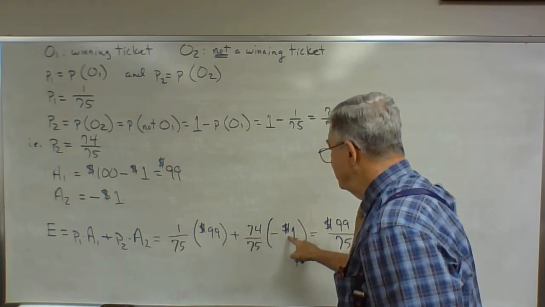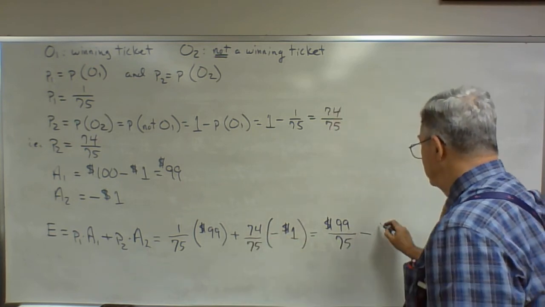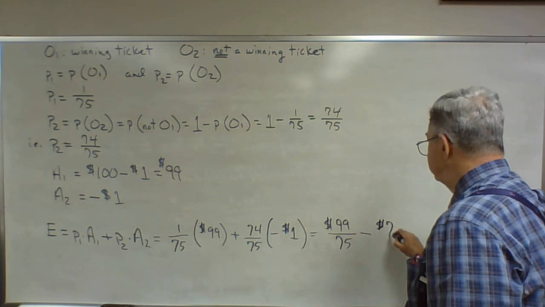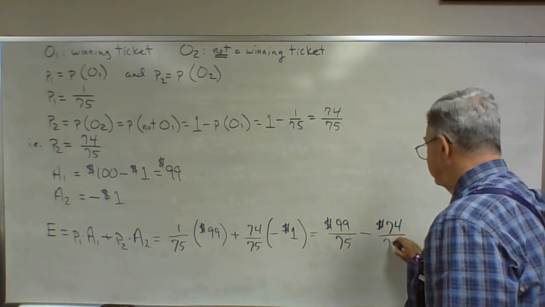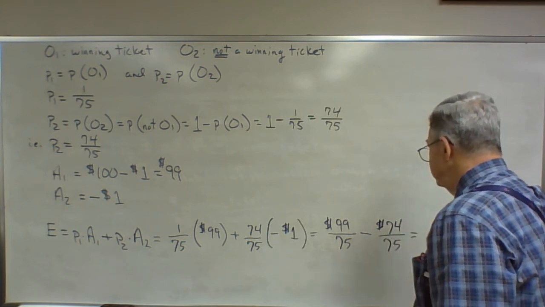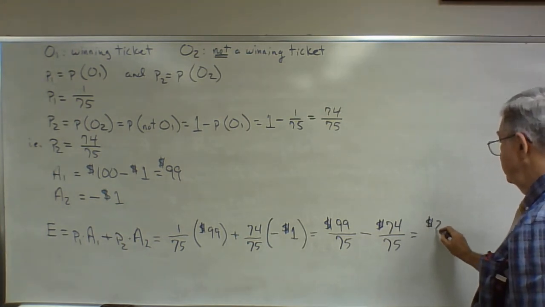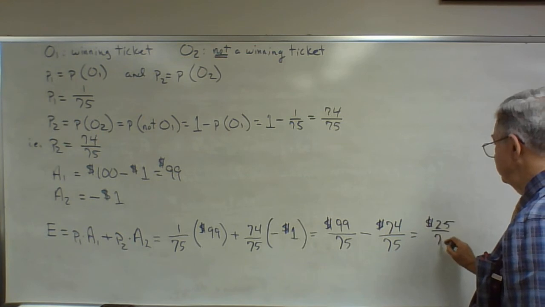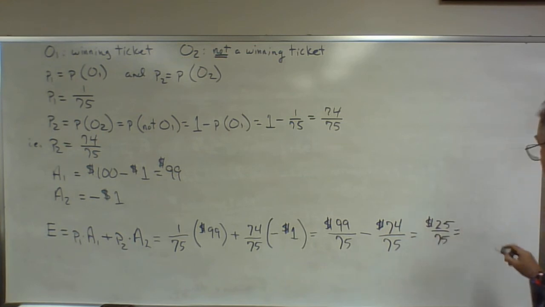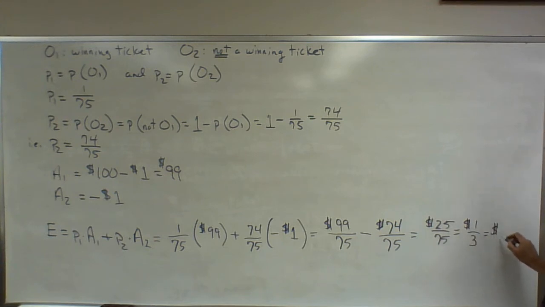Plus a negative $1 times 74, or negative $74 over 75. And that gives us $25 over 75, or $1 over 3, which turns out to be approximately 33 cents.